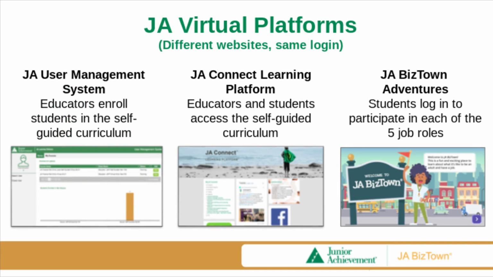There are 3 different virtual platforms that you and/or your students will use to complete each program component. Each platform is a different website, though you will use the same login information. The JA User Management System will be used only by the educator to enroll students in the self-guided course. Students will access the lessons using the JA Connect learning platform. Educators can also view the content as well as student progress using this platform.